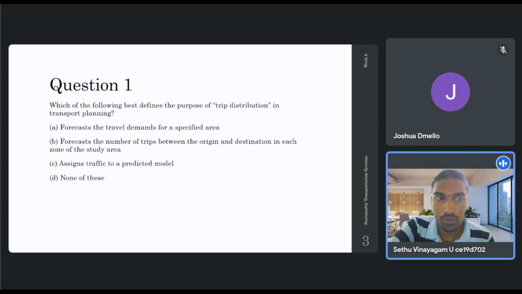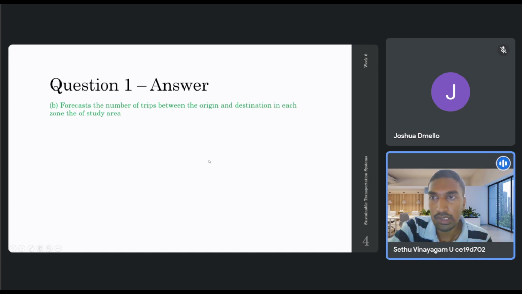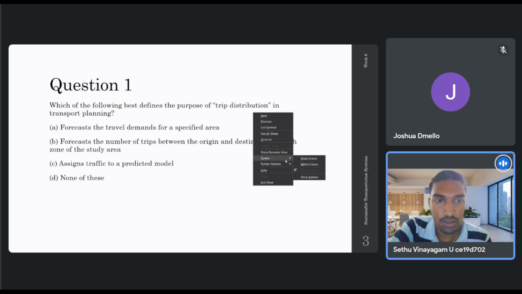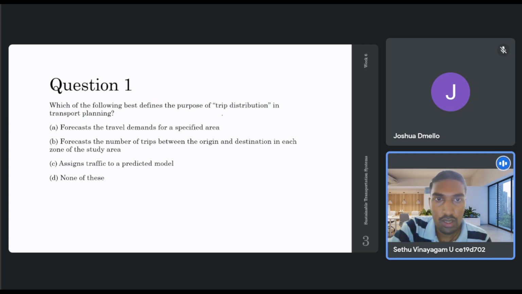Okay, so we have one vote for option B. So let's look at the answer. The right option is option B, forecasts the number of trips between origin and destination in each zone of the study area, right? As we saw, trip distribution is one of the steps in the 4-step transportation planning. One of the 4 major steps is this trip distribution.